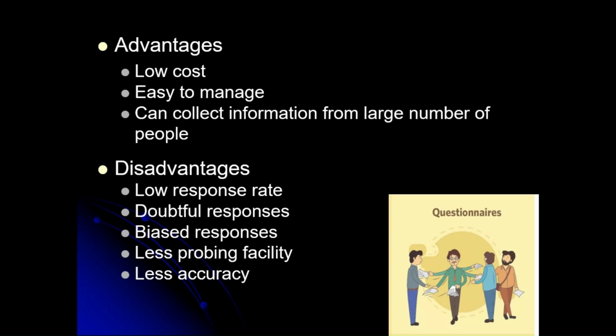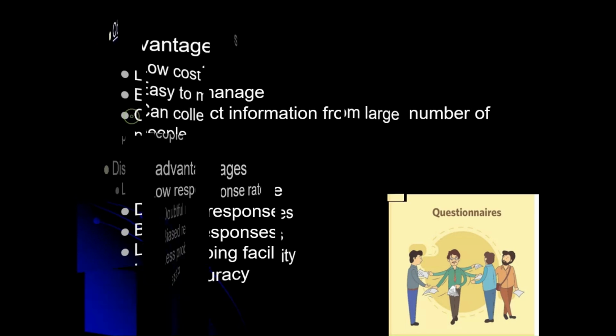So whatever it is, the questionnaire method is also one very important technique that we can use to collect primary data, and it is mainly important for us to collect information from a large number of people. With that, we can move to the next technique, which is the observation method of data collection.